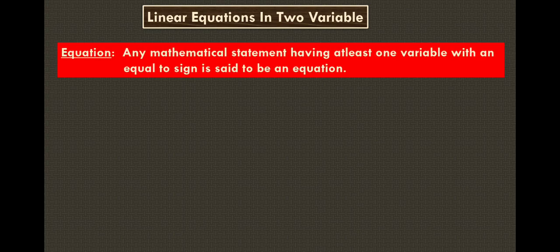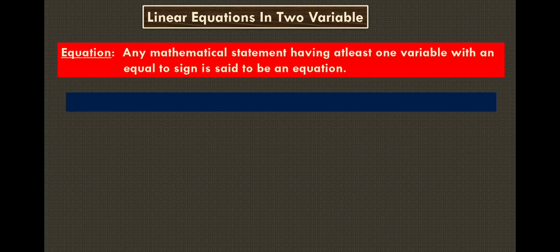Any mathematical statement having at least one variable with an equal to sign is said to be an equation. Now let us understand this with some examples.